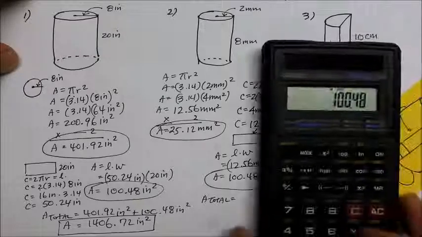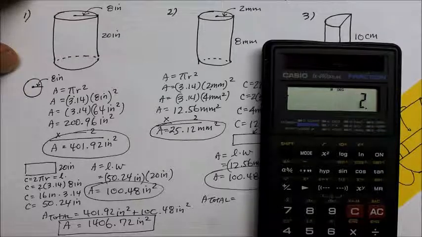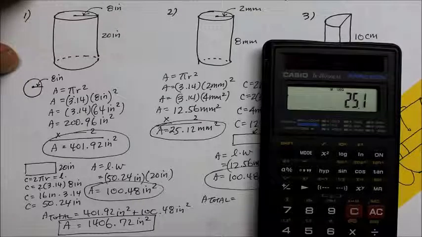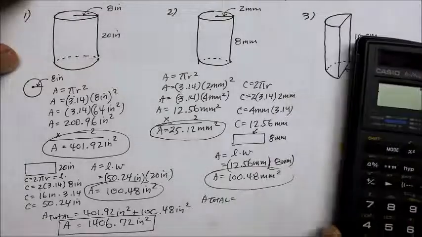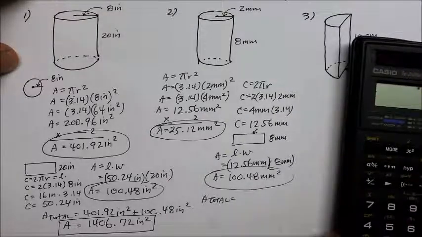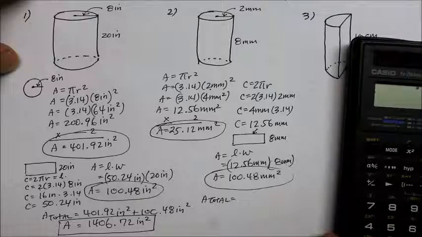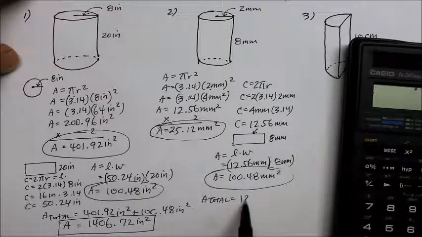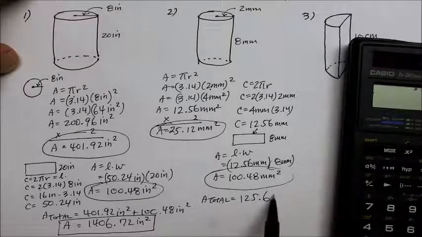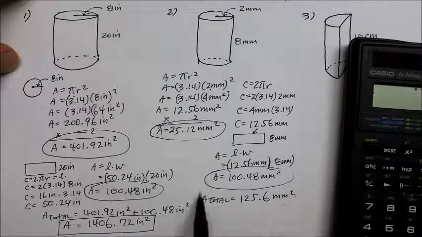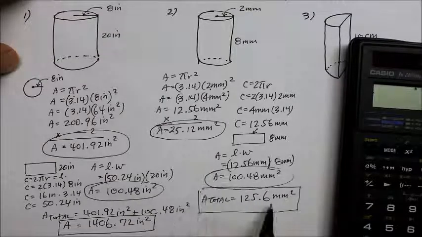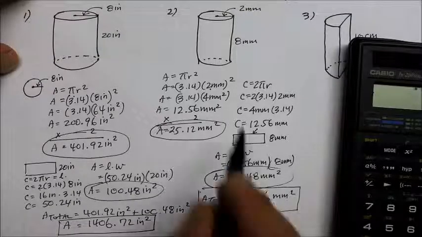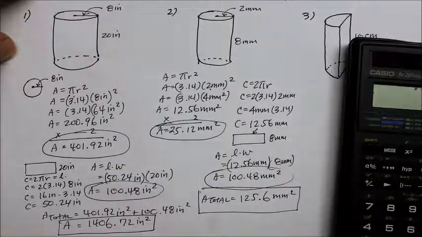So that's 100.48 plus 25.12. That's going to be 125.6. I want to make sure I get the decimal places correct. So that's the total amount of material I'll need to be able to reconstruct the model of that one.